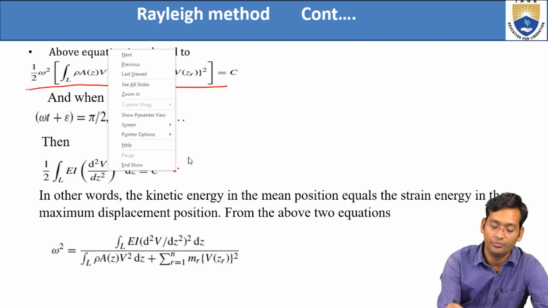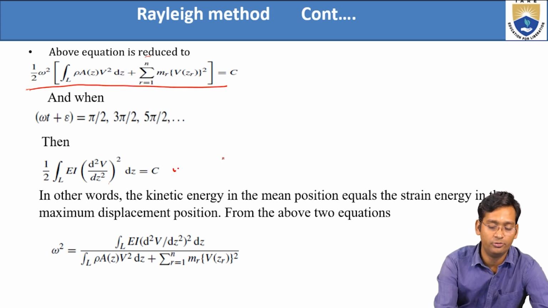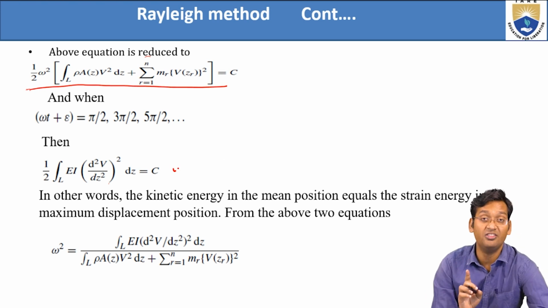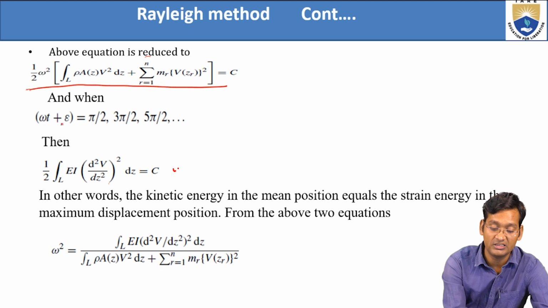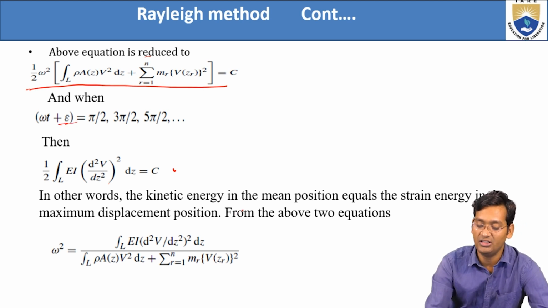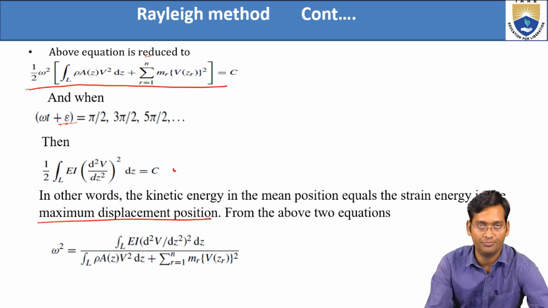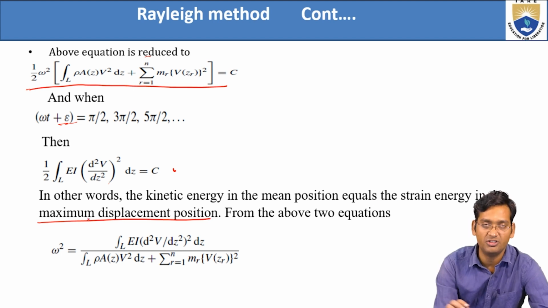So this is when pi by 2, 3 pi by 2, that is there, omega t plus epsilon value, where epsilon is the phase difference. Remember, this is the phase difference. In other words, the kinetic energy in the mean position equals the strain energy in the maximum displacement position, right? Kinetic energy in the mean position is equal to the strain energy in the maximum displacement position.